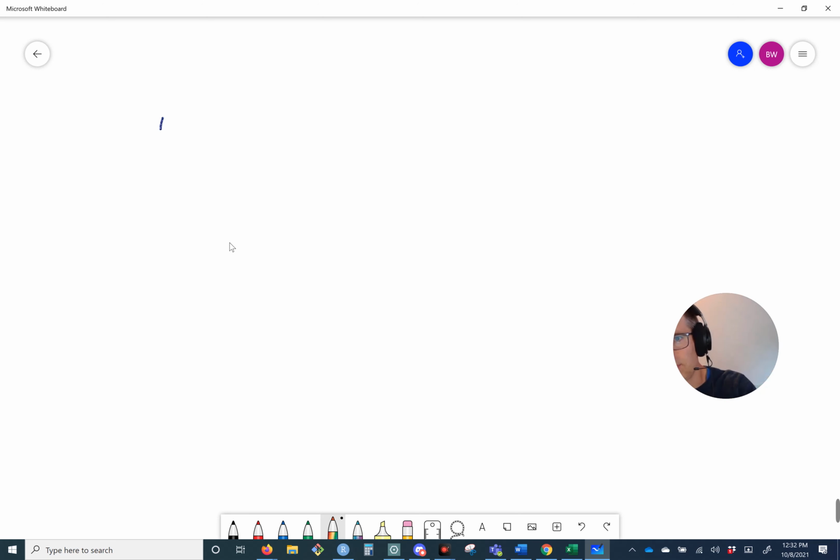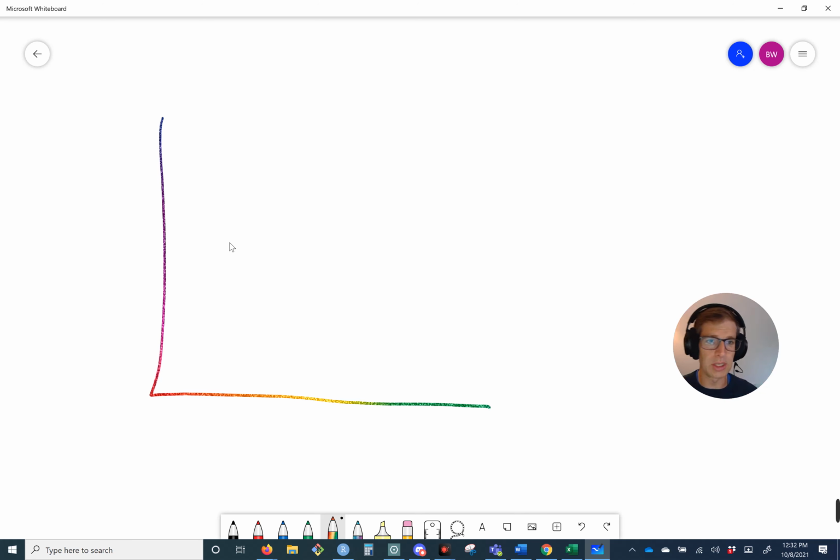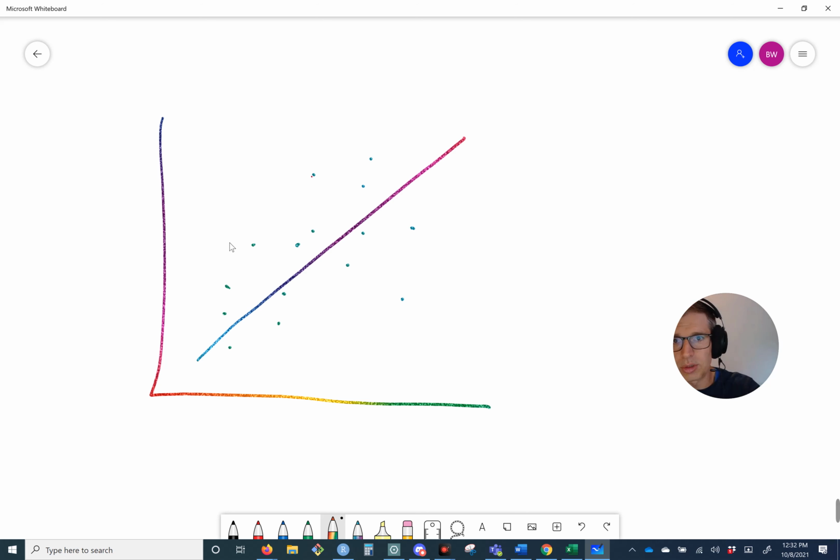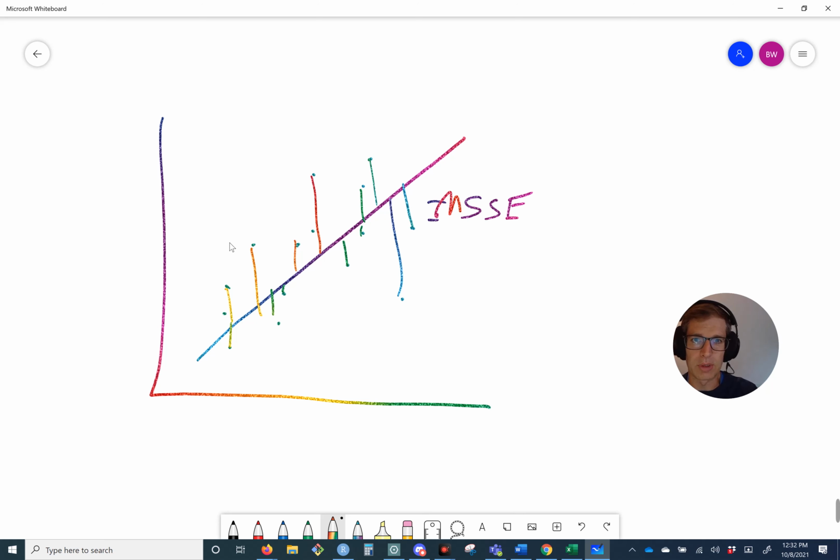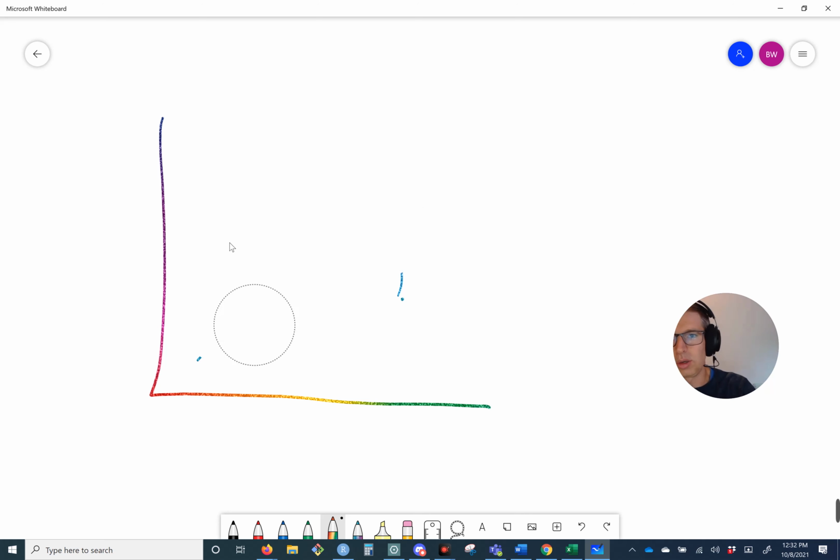So let's think about this from the traditional example maybe that you're used to, which is linear regression, right? We're trying to fit a line. And when we do sum of squares error, it's basically the sum of the squared distances between these points and the line. The summation of all these differences equals the sum of squares error. For mean squared error, you take the average.